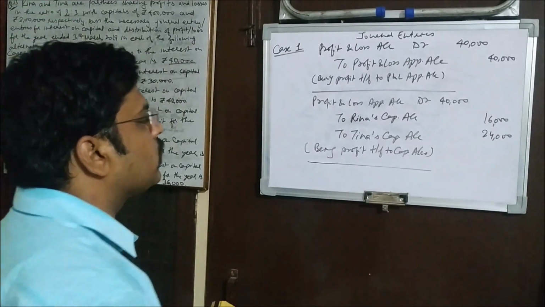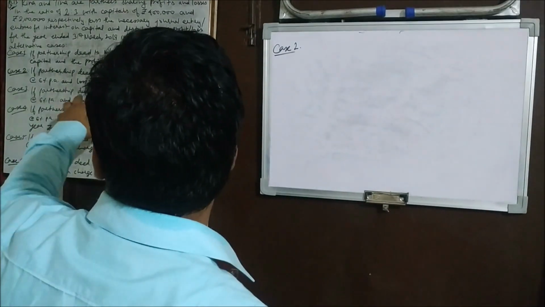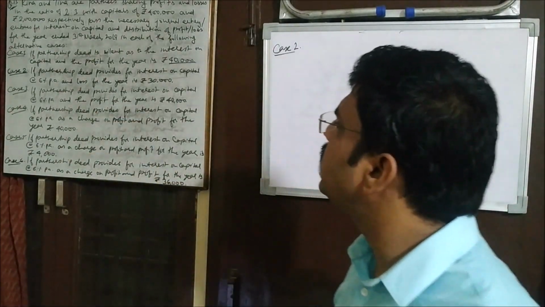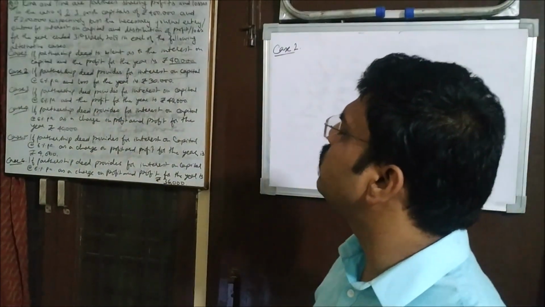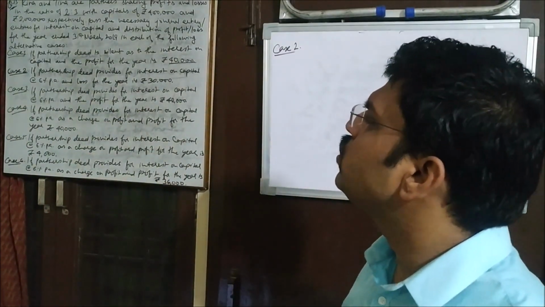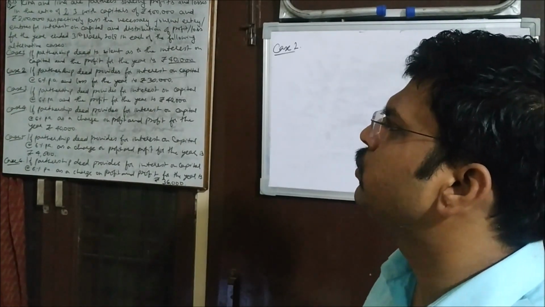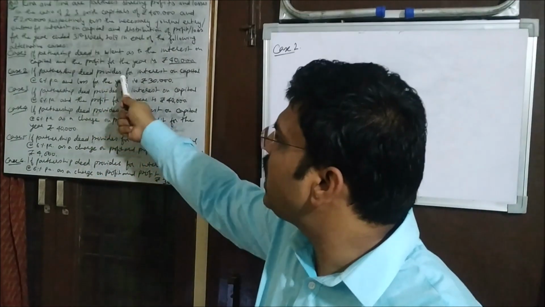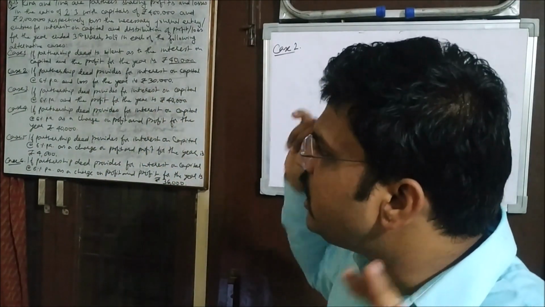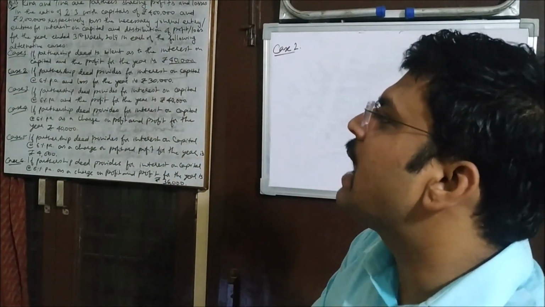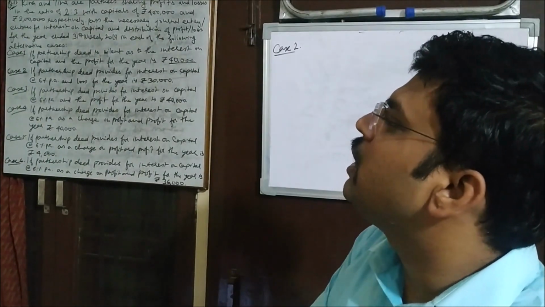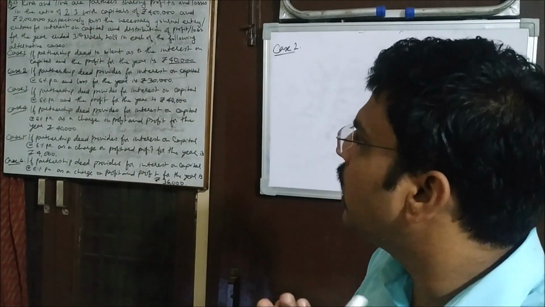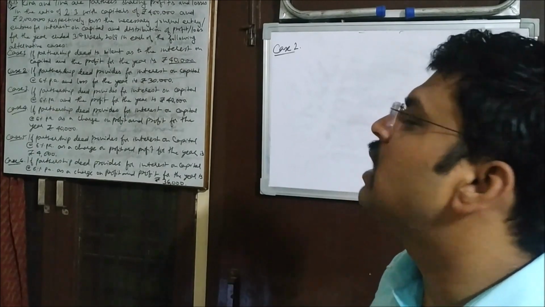Okay, now let's move on to another case. So another case says that the partnership deed provides for interest on capital at the rate of 6% per annum and loss for the year is 30,000. All right. So the deed mentions, it's written here, it provides for interest on capital, means the deed mentions that partners will get interest on capital at the rate of 6% per annum. That's okay. And loss for the year is 30,000.